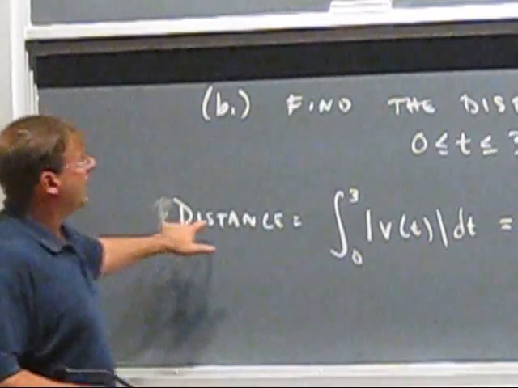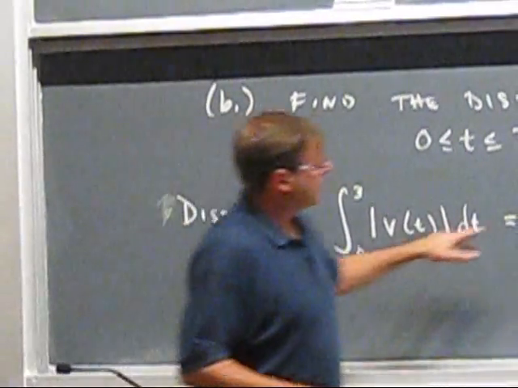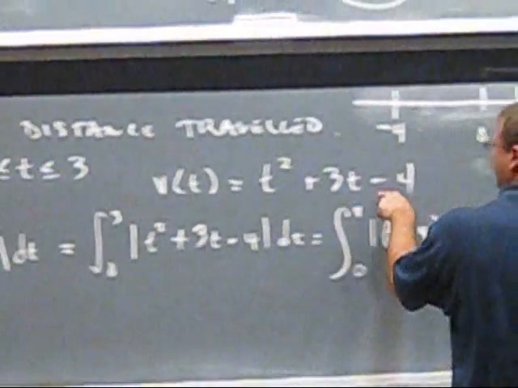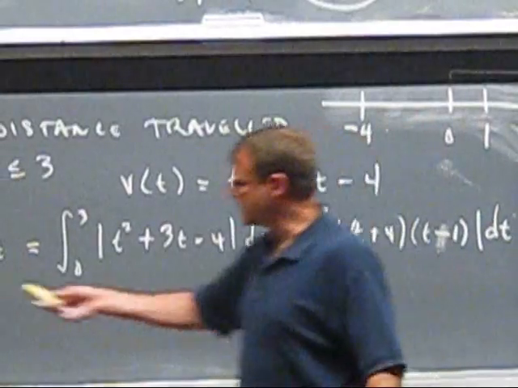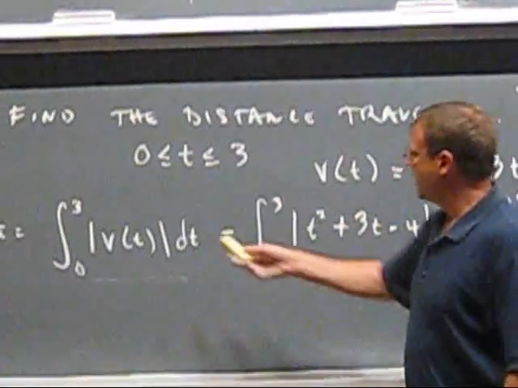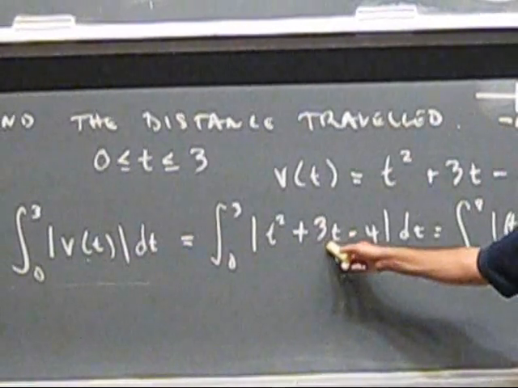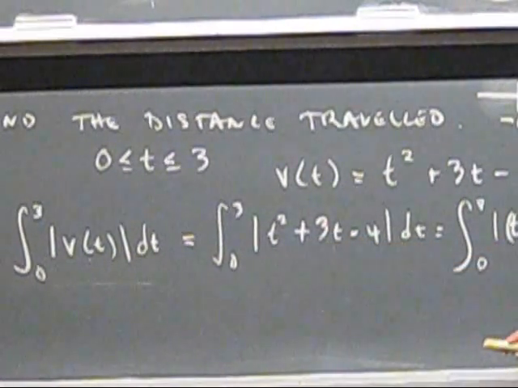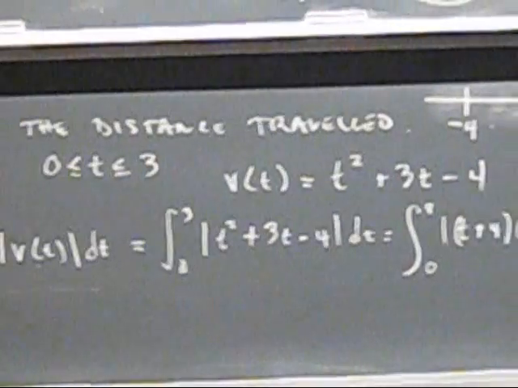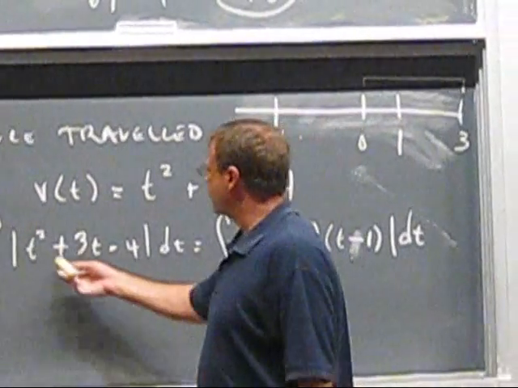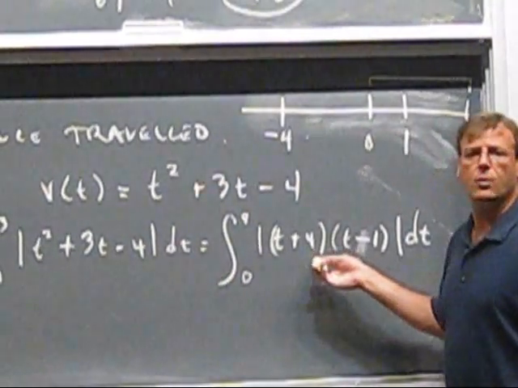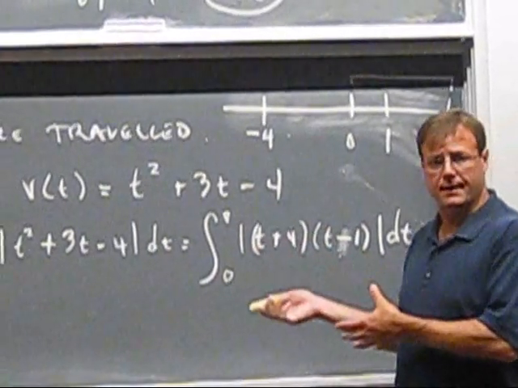So I've written it out. We found the velocity function in part A to be this. This is what I want to compute. I can rewrite it when I replace the v of t here with the actual function. There it is. And then in order to deal with the absolute value, what we're going to want to do is factor this so that we can tell when things are positive and when things are negative.